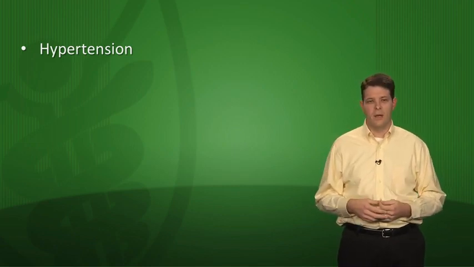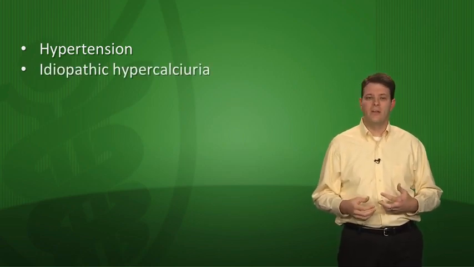So thiazides are generally your first-line treatment for essential hypertension. On the other hand, it's much less common to use thiazides for CHF. Usually you're going to use a more potent diuretic, like a loop diuretic. You might use thiazides for idiopathic hypercalciuria.